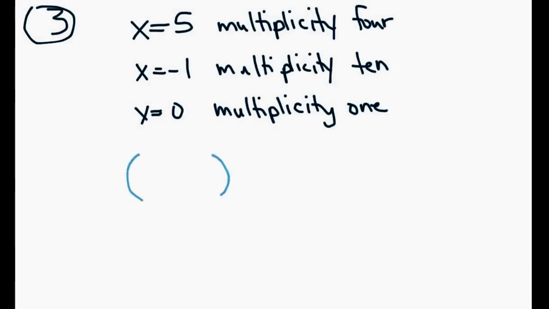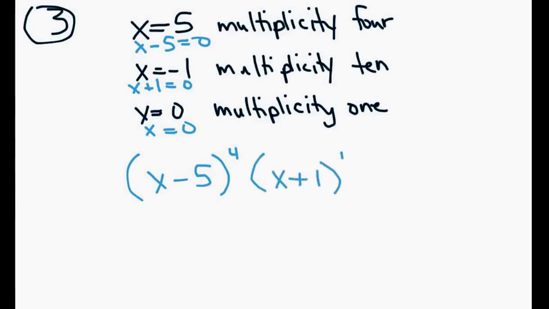Well, remember when you write it in factored form, if x equals 5 is the solution, then x minus 5 is the factor, because you're really rewriting this equation so it equals 0. And if it has multiplicity 4, that means it's got an exponent of 4. X equals -1 with a multiplicity of 10 means the factor is x plus 1 and the exponent is 10. When x equals 0, the factor is just x. And if it has a multiplicity 1, that means it's to the first power.